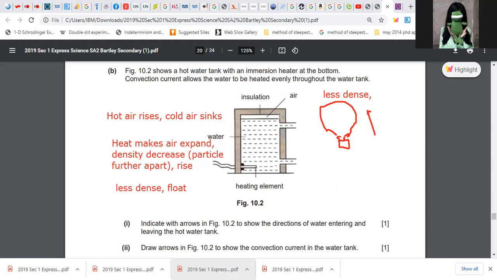Downstairs. Hot water. Wait, upstairs, upstairs. Yeah, because it expands the volume, right? Expand, then less dense. Okay, understand? Yeah. It asks you why hot, then it will expand. Why?